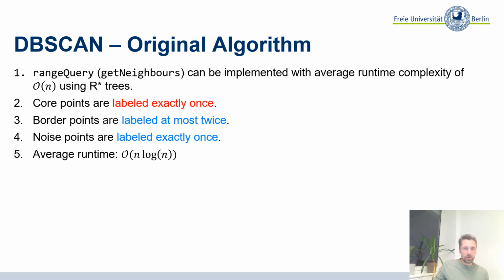So in the pseudocode one slide before, you will see that we'll throw away any point that we have that has a label other than undefined or noise. Border points are labeled at most twice, and noise points are labeled exactly once. I hope you believe me. Maybe we should ask you why that is in the assignment. But I think an important thing is that you remember that the runtime complexity is n log n on average.